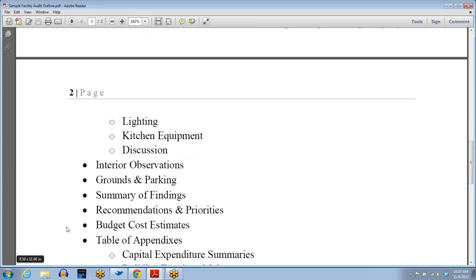Interior observations. They may go through and take photographs of your walls and ceiling and vents and windows and doors and cabinets and hallways and lights, and show you areas where there are maintenance problems or it's gotten away from you, to be quite honest. And so interior observations, they'll probably do exterior observations, grounds and parking, a summary of their findings as they look at this, recommendations from those findings, and priorities of what they think you need to do first.